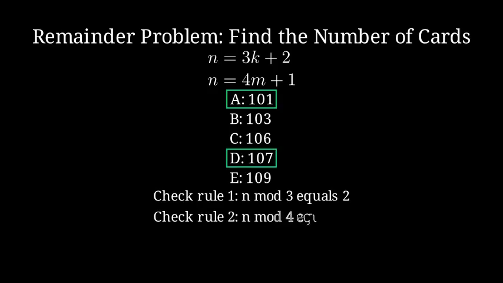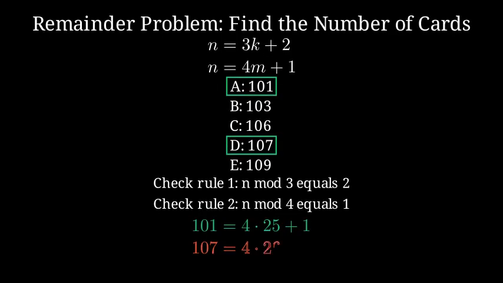Now, we check the second condition, remainder 1 when divided by 4. We'll test the ones that passed the first rule. Let's start with 101. 101 divided by 4 leaves remainder 1. So it works. 107 divided by 4 leaves remainder 3.